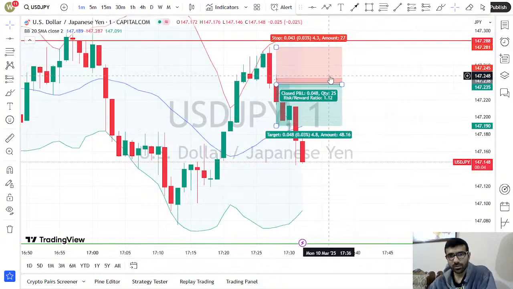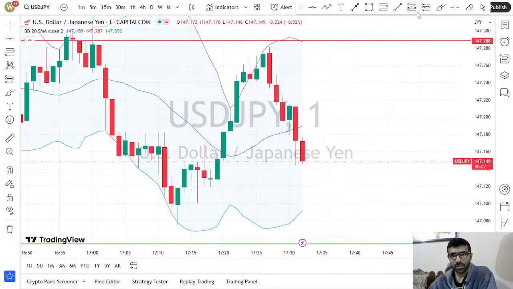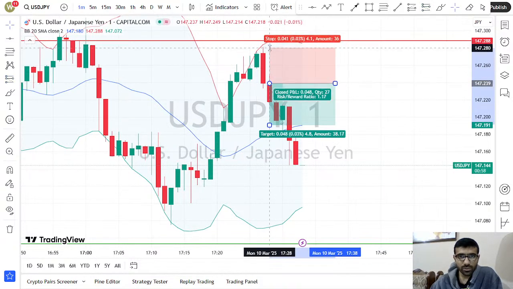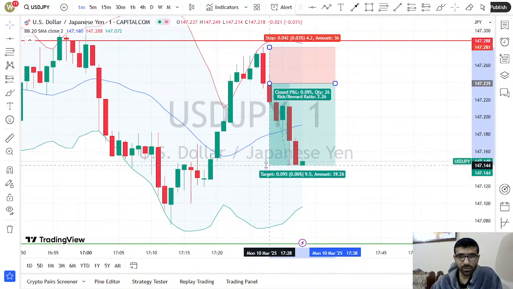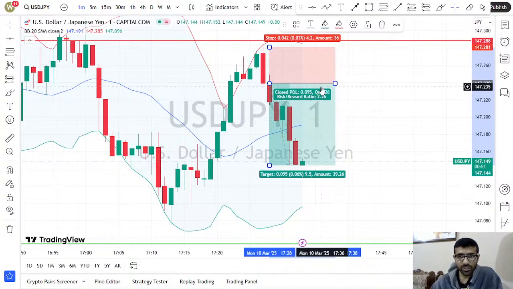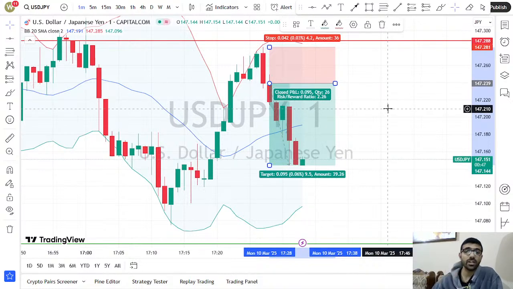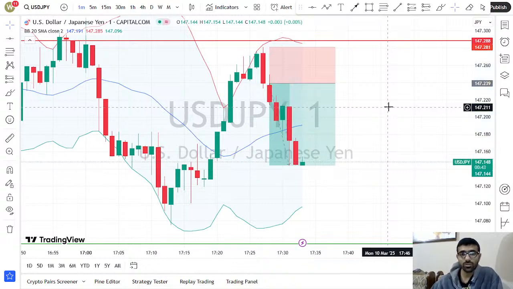So we could take a selling position over here. My stop loss will be just above this previous candle, and my take profit will be over here. So this trade would have given me a take profit of 2.2% so far, which is great. Okay, so USD JPY is giving us very good results so far.